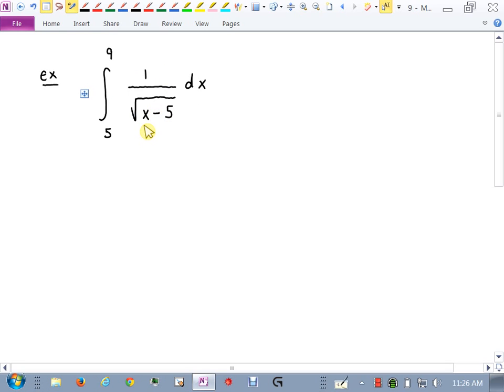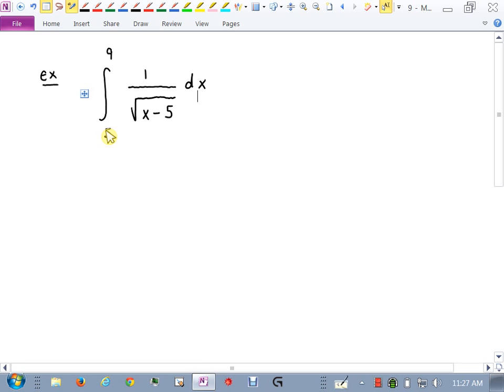Now, there's also some other restrictions. Like I couldn't put 4 in here, could I? Because 4 would give me -1, and I'd have the square root of -1. That wouldn't work either. But the interval is from 5 to 9, I'm not looking at 4, am I? So this integrand is defined everywhere here, except for at 5. So we have the situation where at the left endpoint, our graph is discontinuous.